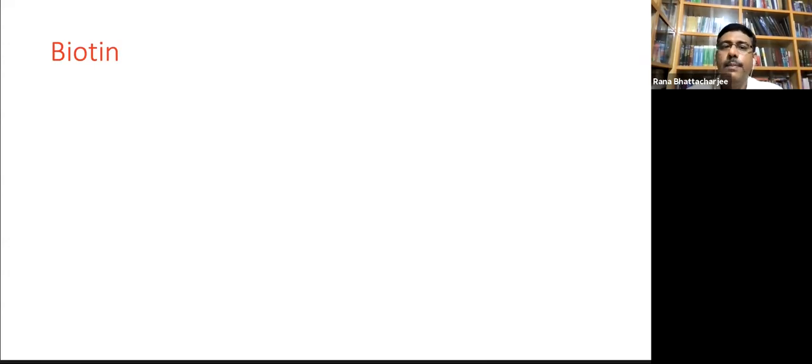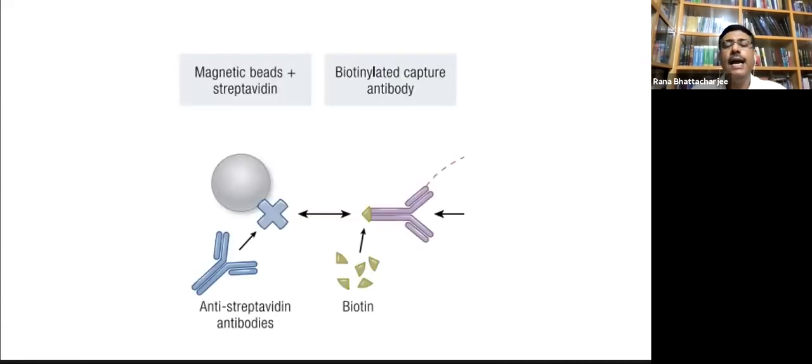But when the biotin concentration is very high, or if there is some anti-streptavidin antibody in the patient sample, that interferes with this kind of attachment, and the antibodies can get dislodged from the solid matrix.